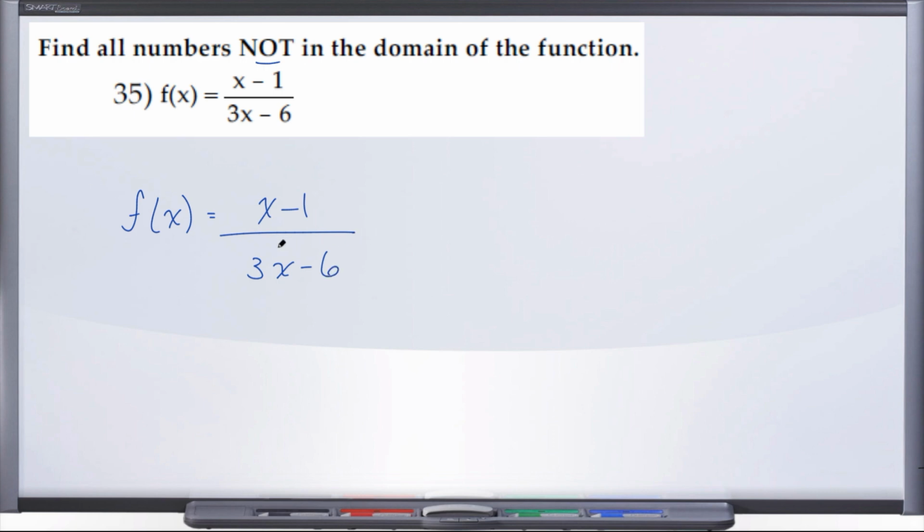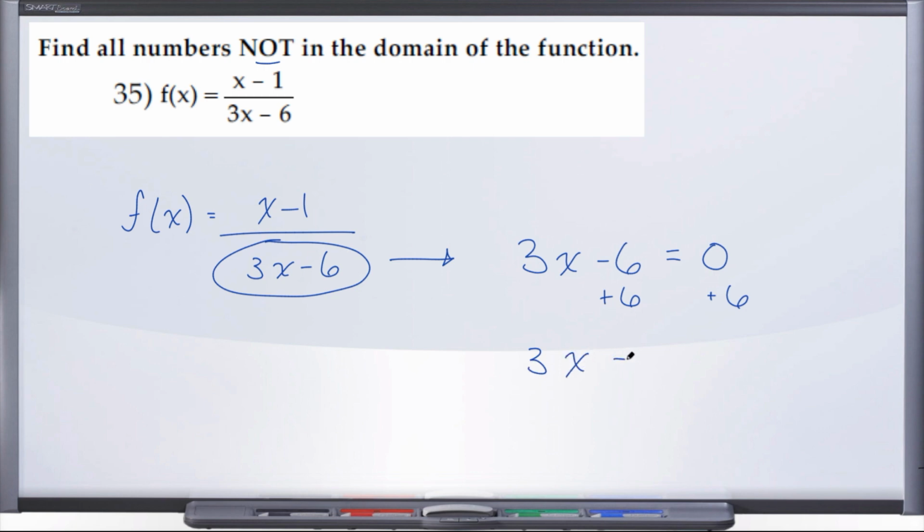The way that we do that is simply by taking our denominator, so in this case 3x minus 6, and we're going to set it equal to 0 and then solve. So 3x minus 6 equals 0. Let's go ahead and add 6 to both sides. That leaves us with 3x equals 6. We're going to solve for x, so we'll divide by 3, and that's going to leave us with x equals 2. Or in this case, x cannot equal 2.